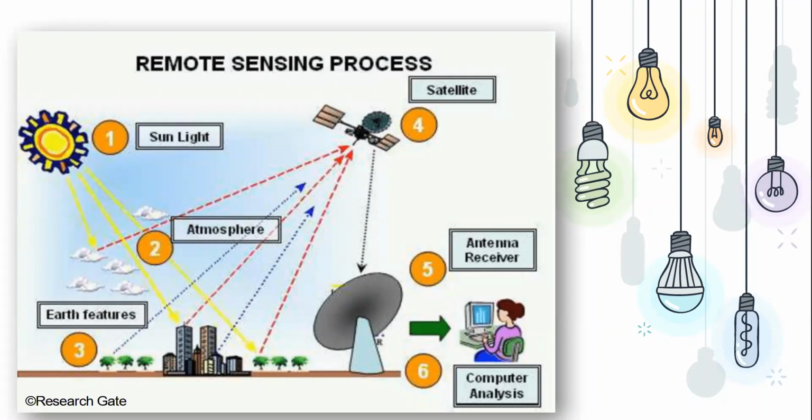Over here, you can see the sun rays travel through the atmosphere, different layers of atmosphere, and hit the various features on the Earth, such as buildings, trees, roads, hills, and get reflected back, which is collected by the sensors in the satellite. This data is then processed through the antennas on the ground and then can be used for computer analysis in the form of satellite images.